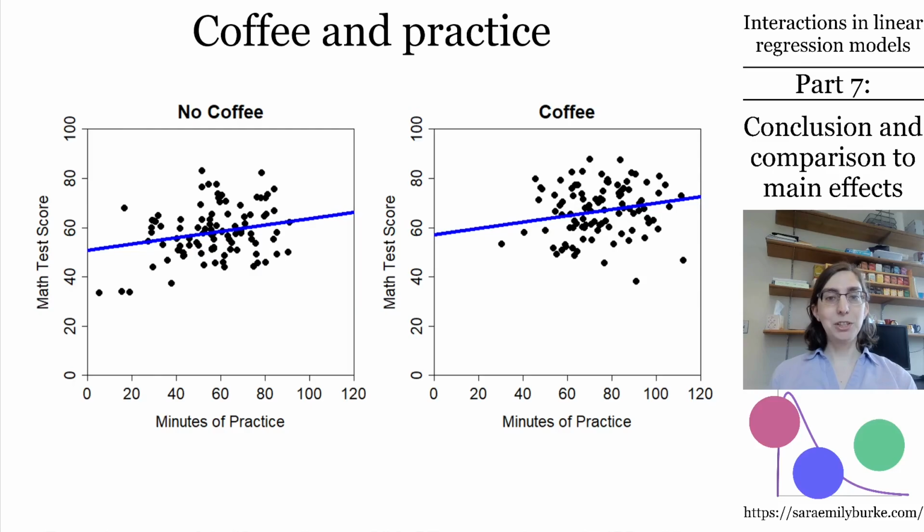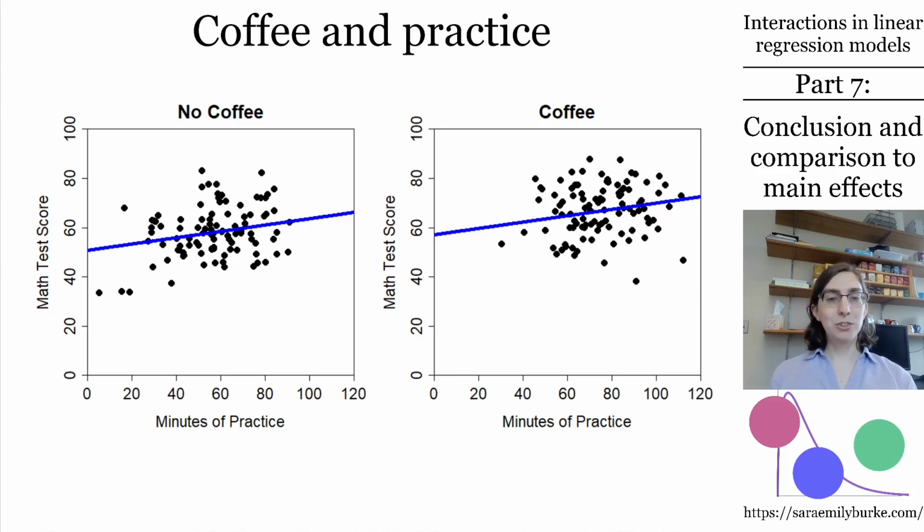For visual comparison, here's the plot from the model with a main effect of coffee and a main effect of practice and no interaction. The line on the right is raised up a bit due to the main effect of coffee, but it is at the same angle as the line on the left, because the main effect of practice is constant regardless of coffee.